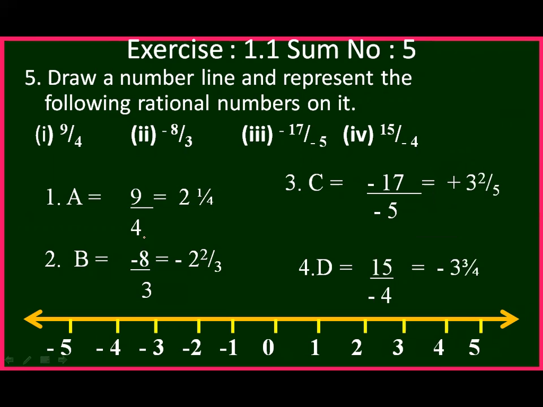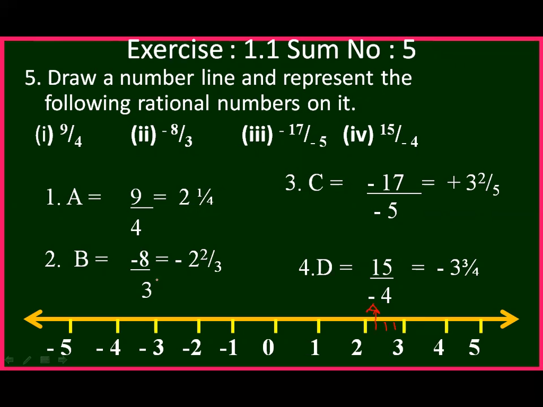A is 9 by 4, which is 2, 1 by 4. So between 2 and 3, I am going to divide it into 4 parts. So 1, 2, 3, and the fourth position is 3. So now your point is 2, 1 by 4. So this is the point of A. 2, 1 by 4 is your A.